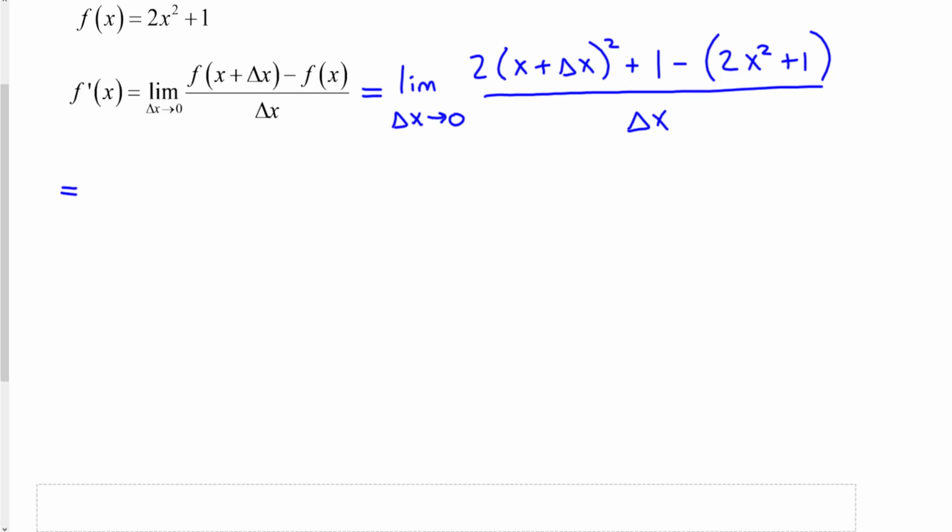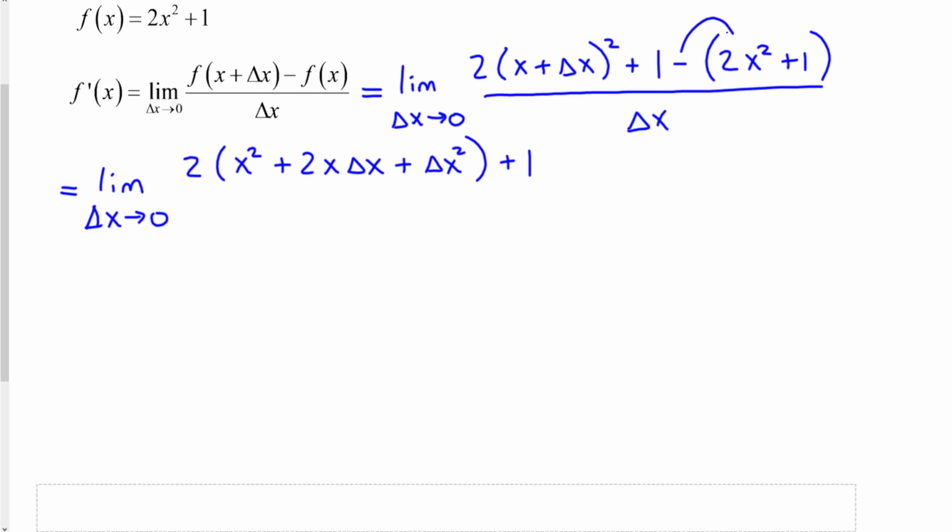All right, in the numerator, what I need to do is expand x plus delta x using FOIL. And you can do that with FOIL, or you can use your formula for the sum of squares to speed things up, and that's what I'm going to do. So it's the first item squared plus 2 times the first times the second plus the second item squared. Then I have plus 1, and then a negative which needs to distribute to both items in this binomial, so minus 2x squared minus 1.